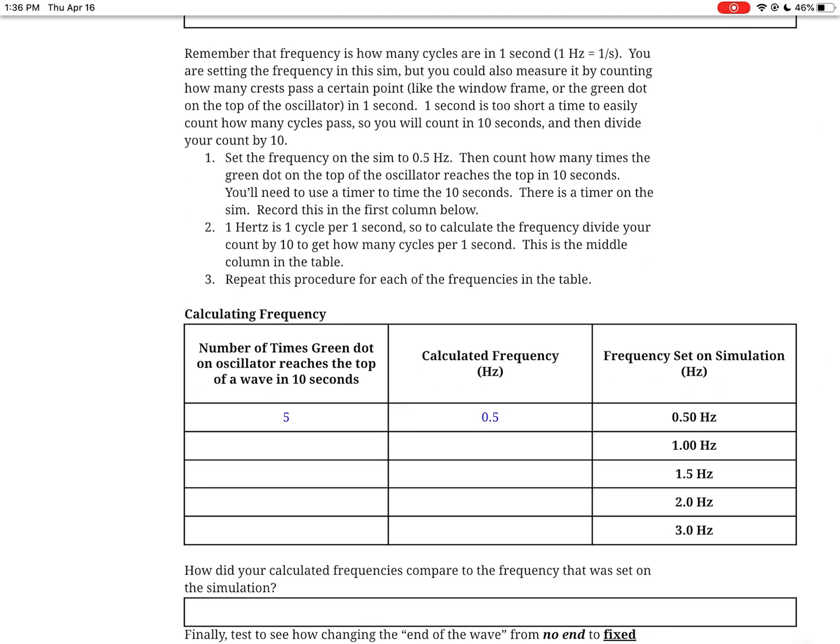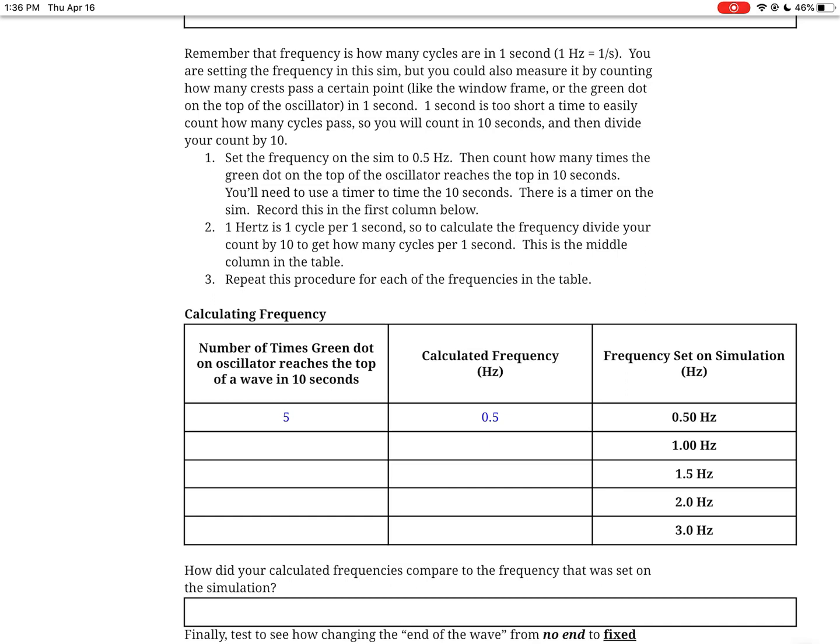So frequency, remember that frequency is how many cycles are in 1 second. That's what a hertz is, how many cycles per 1 second. The sim actually measures that. Well, that's what you're setting, the frequency. What we're going to do is try and count how many cycles per second so that we can prove to ourselves that the frequency matches what the frequency is that we're setting on the sim.